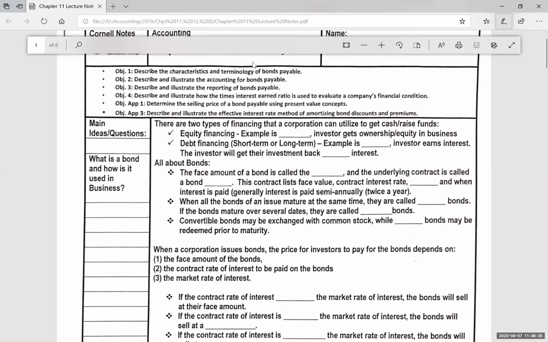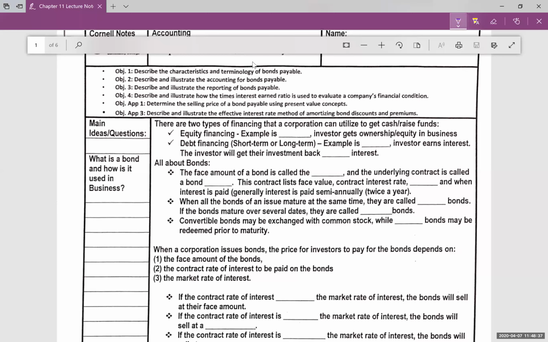So just to review here, there are two types of financing that a corporation can utilize to raise funds. The one type is equity financing, and this is any time that a company sells stocks. The investor who buys that stock gets ownership and equity in the business. And the other one that we're going to talk about is debt financing. It could be short-term, could be long-term. But an example of this is something called bonds.